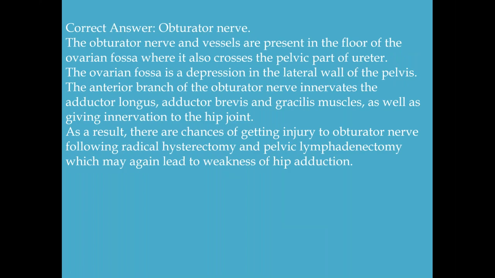The answer is obturator nerve. The obturator nerve and vessels are present in the floor of the obturator fossa, where it also crosses the pelvic part of the ureter. The ovarian fossa is a depression in the lateral wall of the pelvis. The inferior branch of the obturator nerve innervates the adductor longus, adductor brevis, and gracilis muscles, as well as giving innervation to the hip joint.